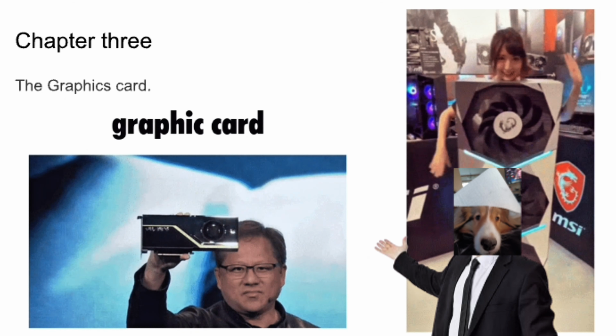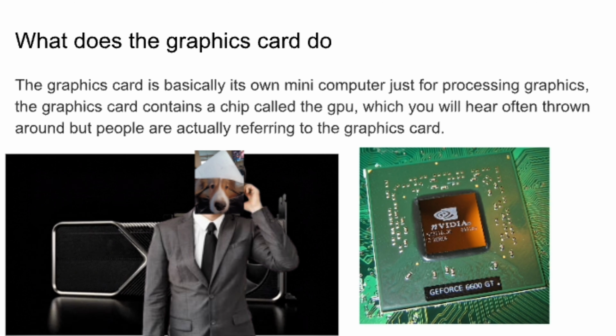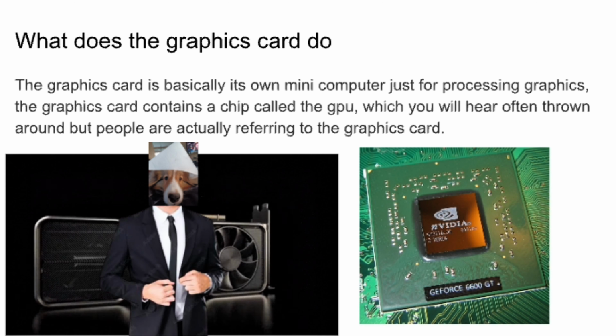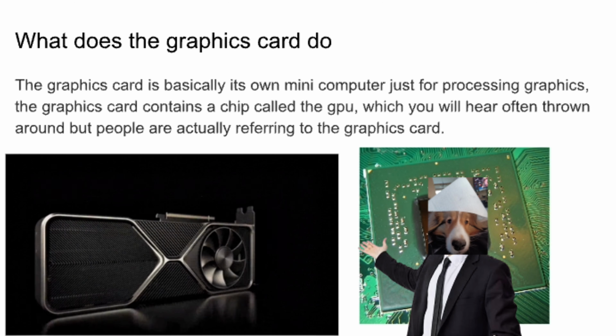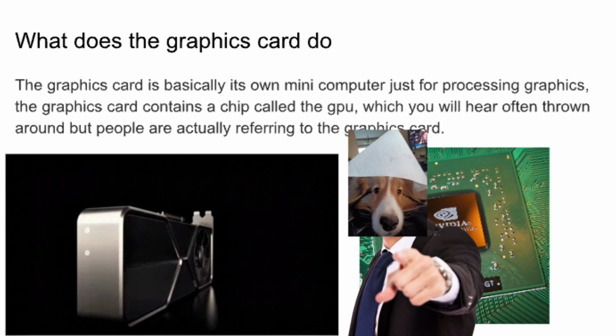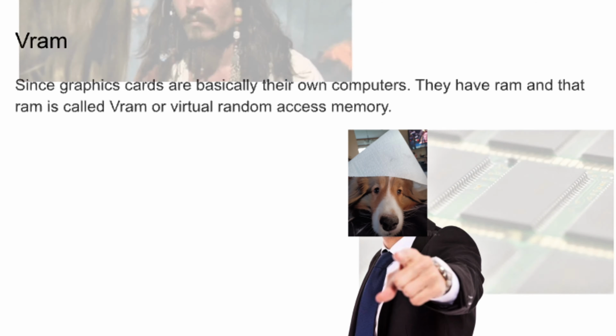Chapter 4. The graphics card. What does a graphics card do? The graphics card is basically its own mini-computer, just for processing graphics. The graphics card contains a chip called the GPU, which you will hear often thrown around, but people are actually referring to the graphics card.